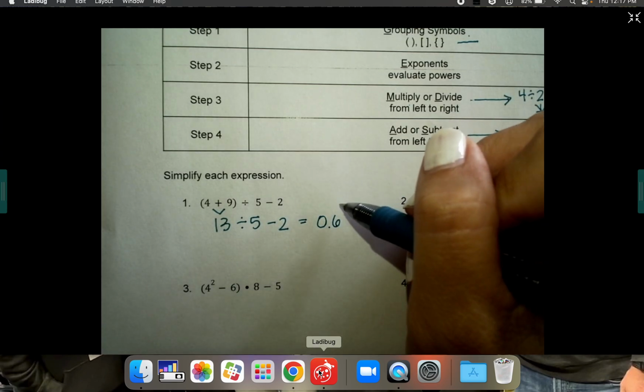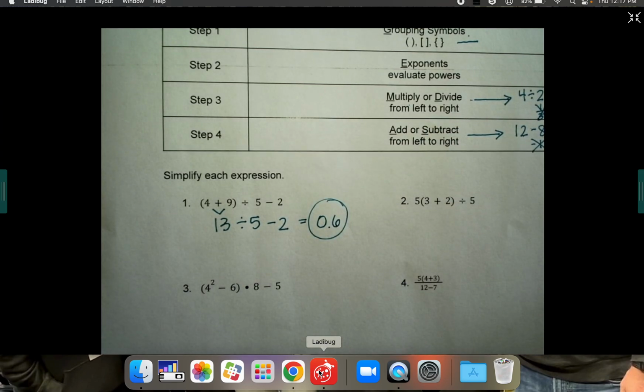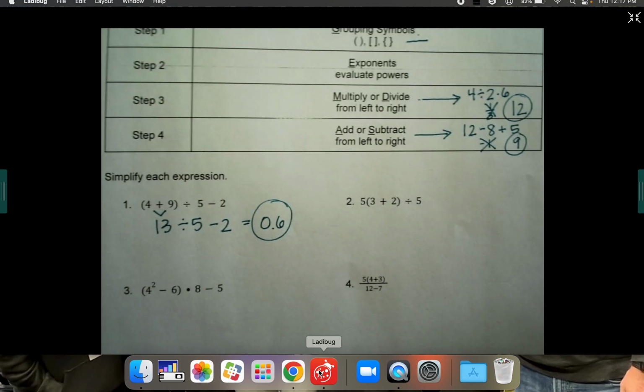I would love it if you guys would get used to circling your final answer so it's easier for us to find when we're looking at your work.